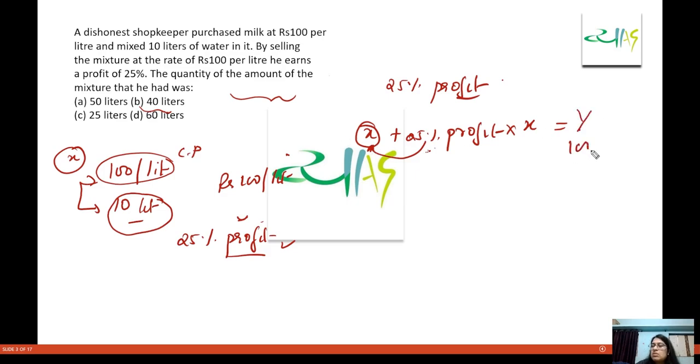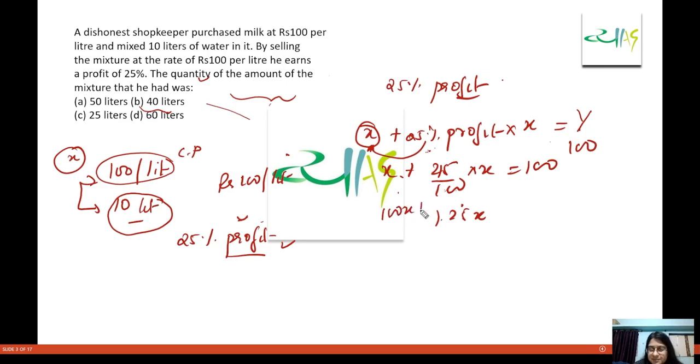Now see, this selling price is how much? 100. It is given, because by selling the mixture at the rate of rupees 100 per liter, he earns a profit of 25%. So now, 25 by 100 into X is equal to 100. There will be a shortcut, but that we will study in the chapter of percentages. But this is even a shortcut. So I am writing this as 1.25x, because 100x will come here, 25x will come here, and divided by 100, this becomes 1.25x, which is equal to 100. Or you can write 100 divided by 1.25, which can also be written as 100 into 100 by 125.